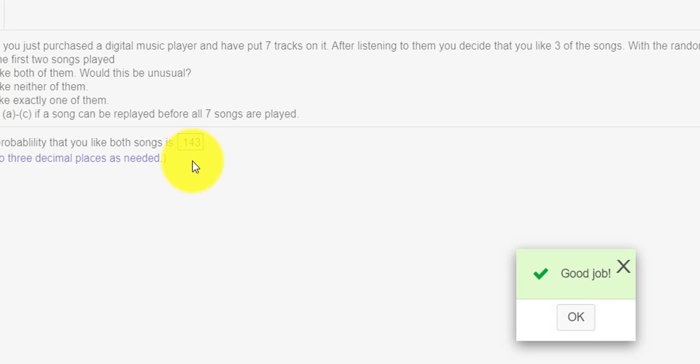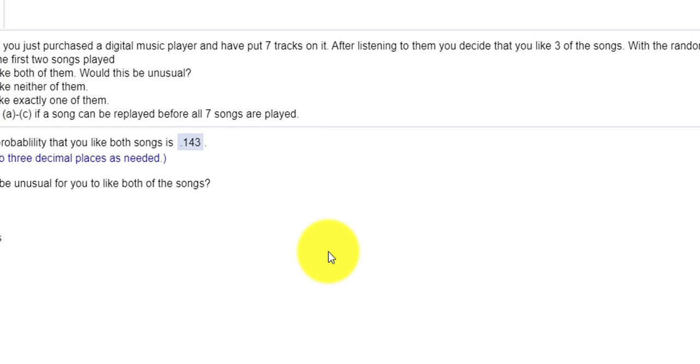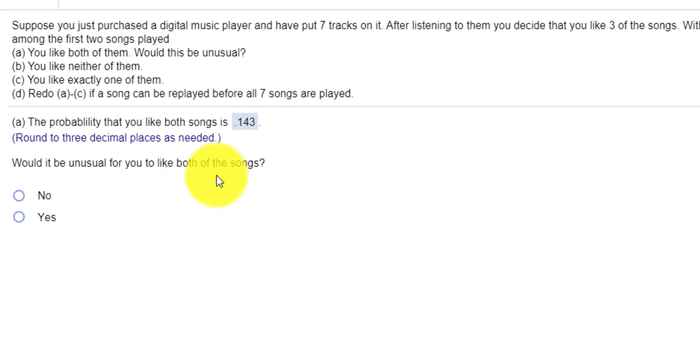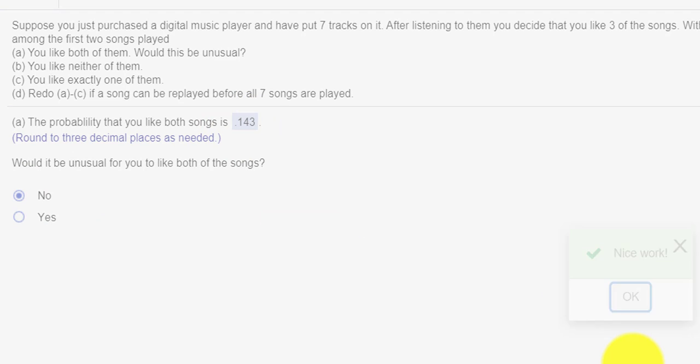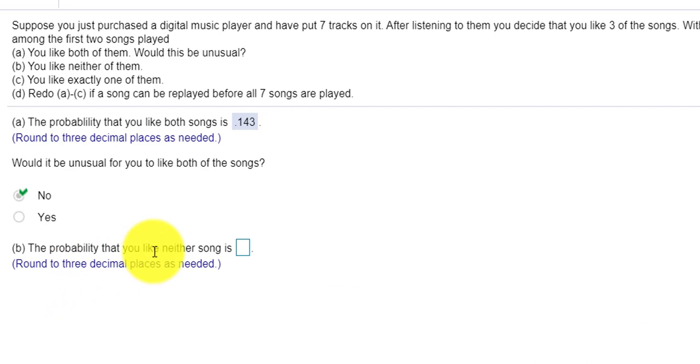0.143. Check answer. We get the good job. Would it be unusual for you to like both of the songs? I'm going to say no. If this was less than 5%, I'd say yes. Get the right answer. The probability that you like neither song.